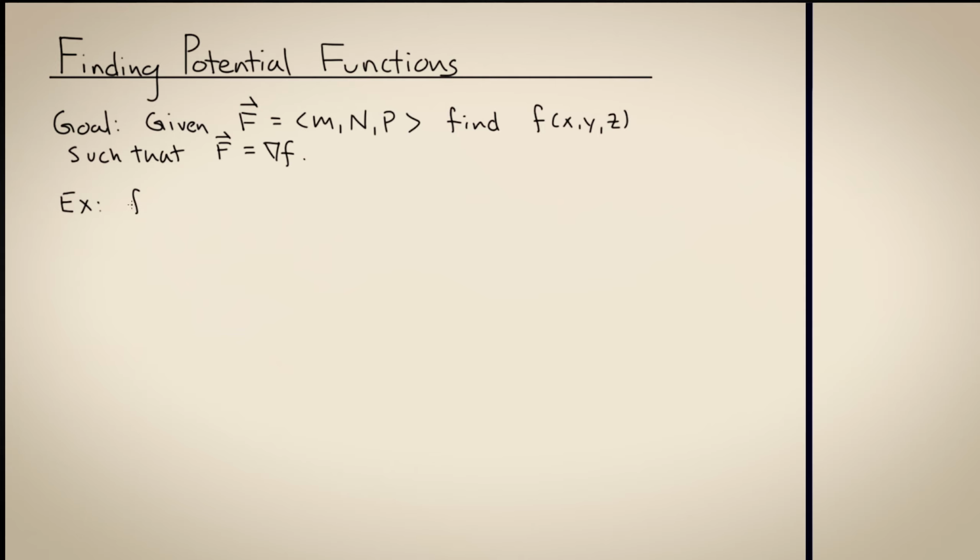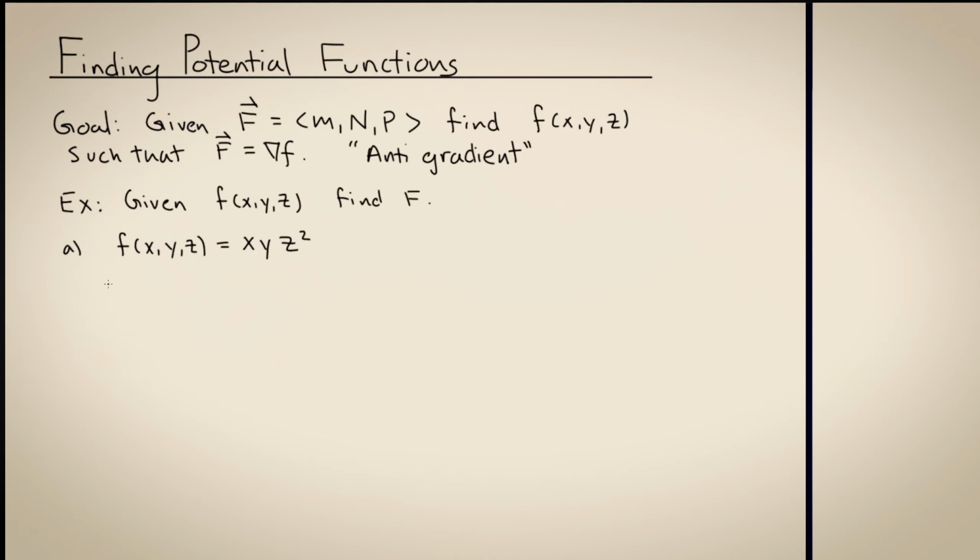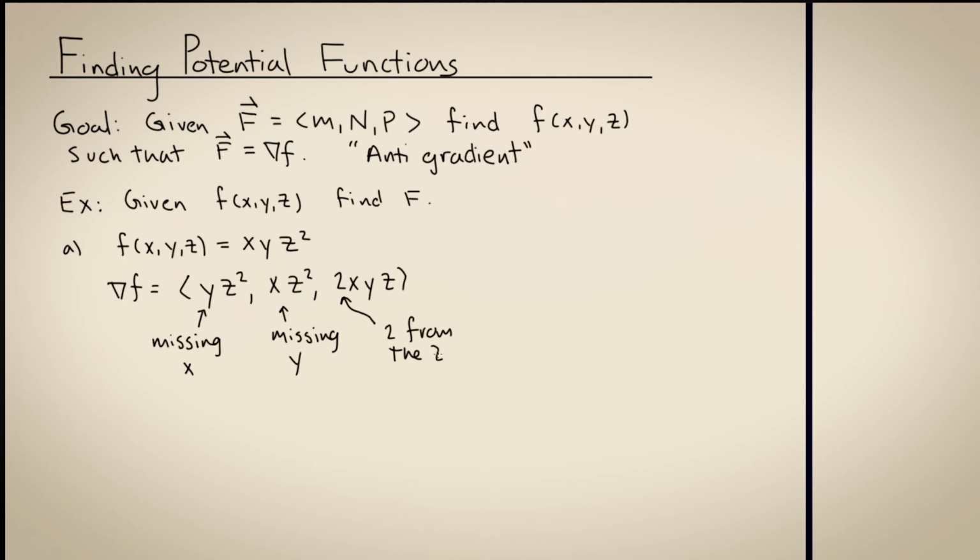I'm taking each of the partial derivatives. The x partial derivative goes in the first coordinate, and then the y partial derivative, and then the z partial derivative. Observe that if you have a function that has all three variables in it, then in each coordinate, you should be looking for some kind of derivative of that variable. So because there was just an x and y to the power of 1, then in the first two coordinates, there's going to be missing an x and missing a y. And then in the last coordinate, we're going to have a 2 that comes from the z squared.